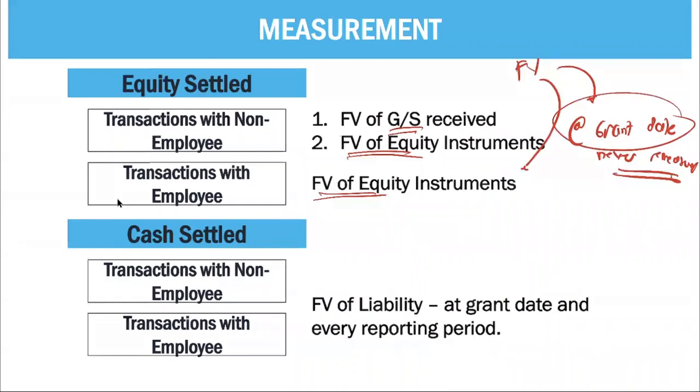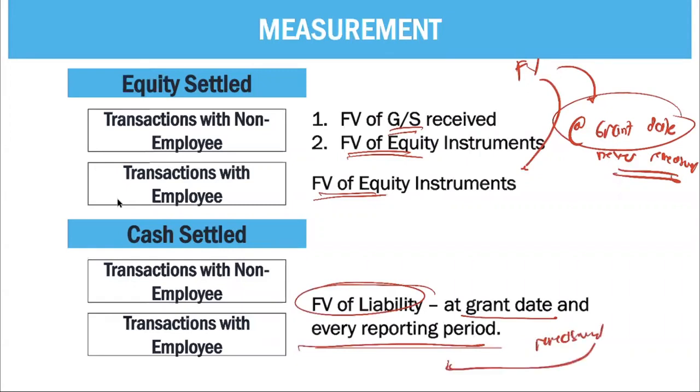However, in cash settled, whether it is a transaction with a non-employee or an employee, it is measured at the fair value of the liability at grant date and every reporting period. So in short, it is remeasured every reporting period. Here, it will remain stagnant at fair value. So normally, you will look at it this way: number of stocks multiplied by your fair value, this will remain the same in your equity settled.